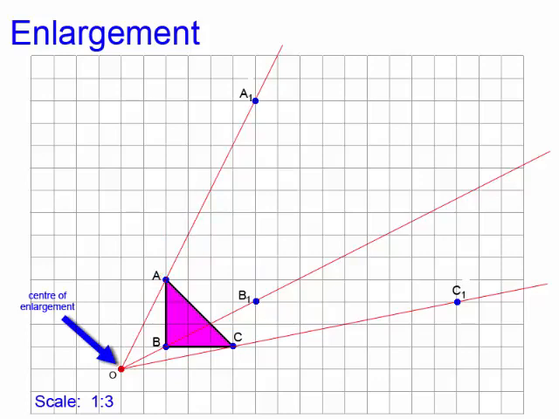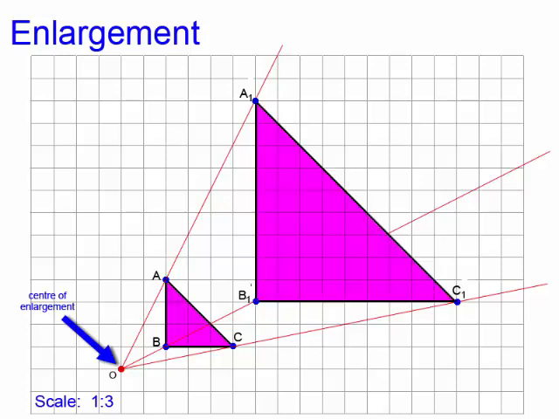Having calculated the 3 coordinates of our new shape, we can now construct the triangle. Just to review what we've looked at again, we need 2 things to make an enlargement. We need the centre of enlargement, marked O, and the scale we are going to use in the enlargement. In this example, the scale was 1 to 3.